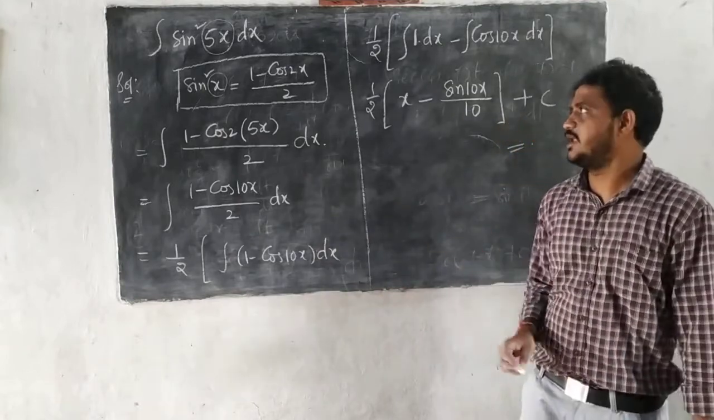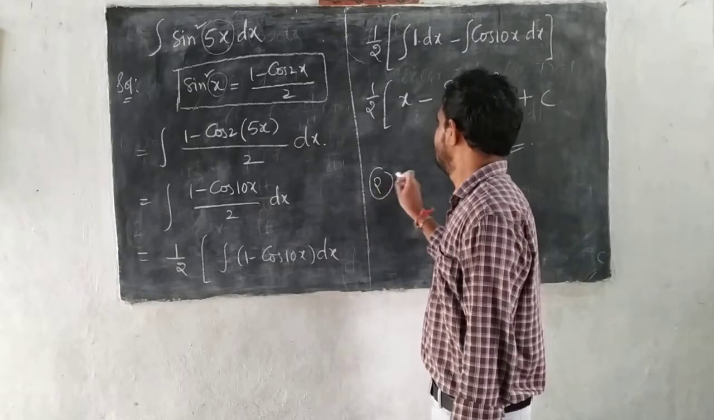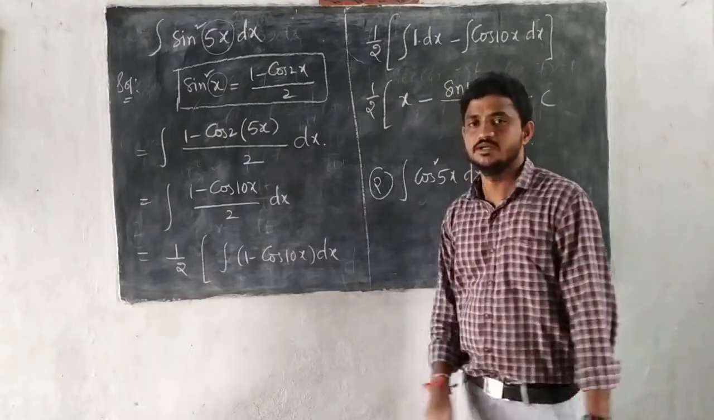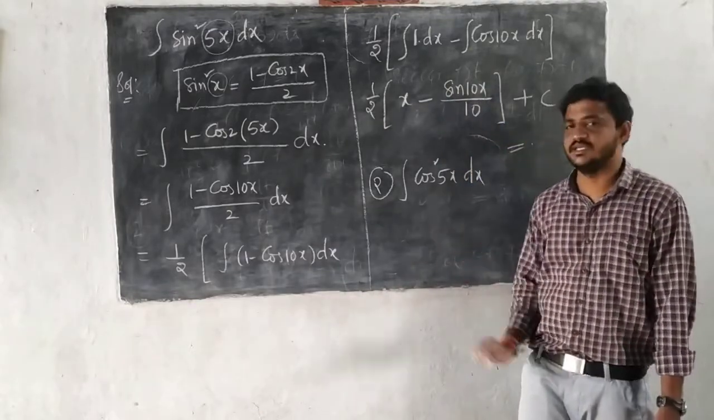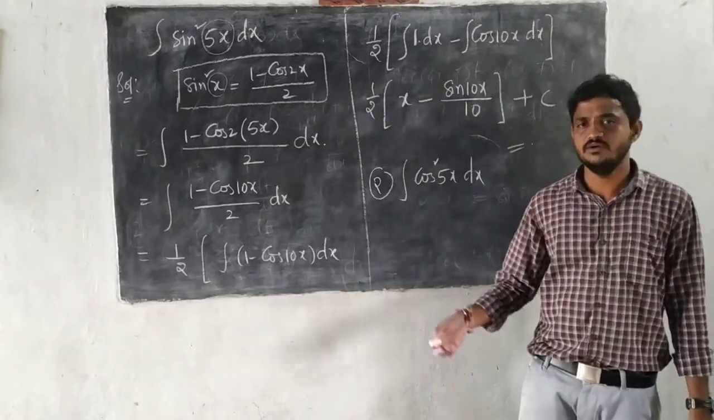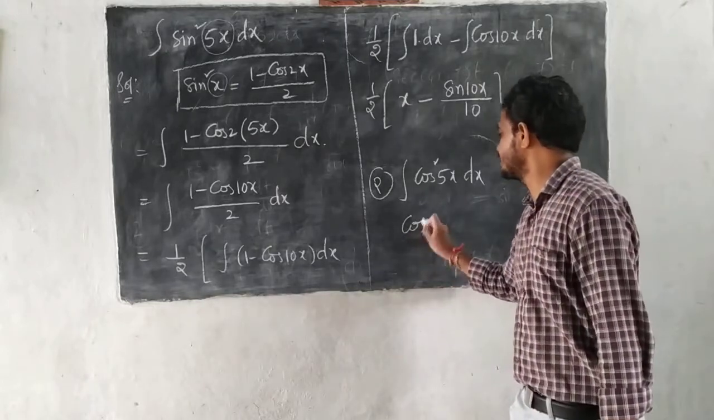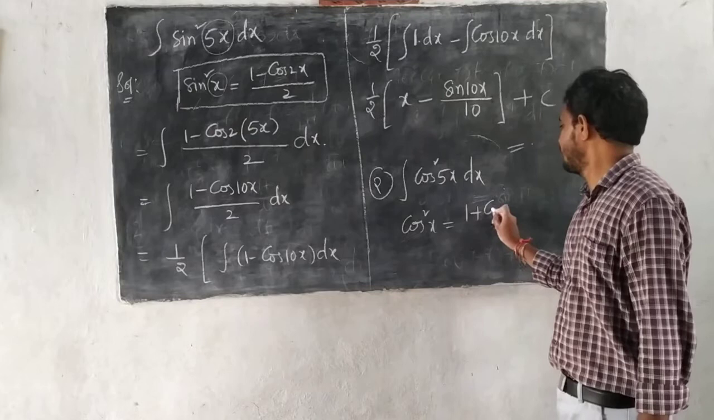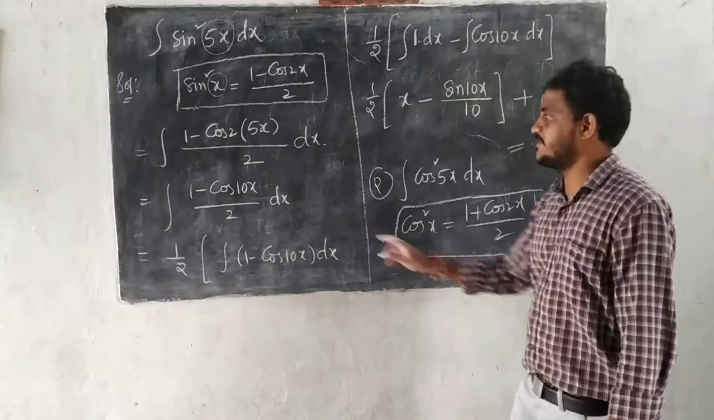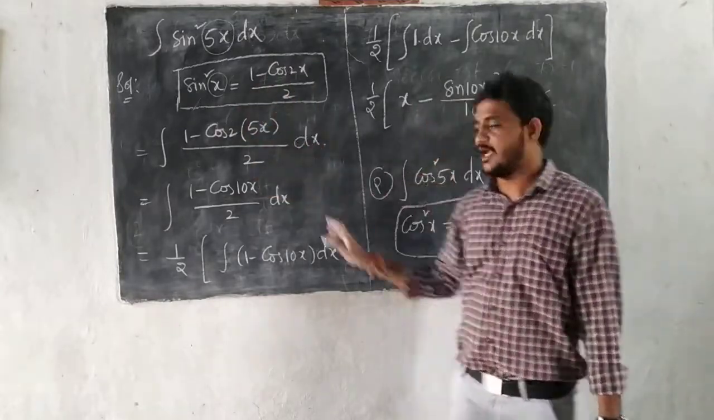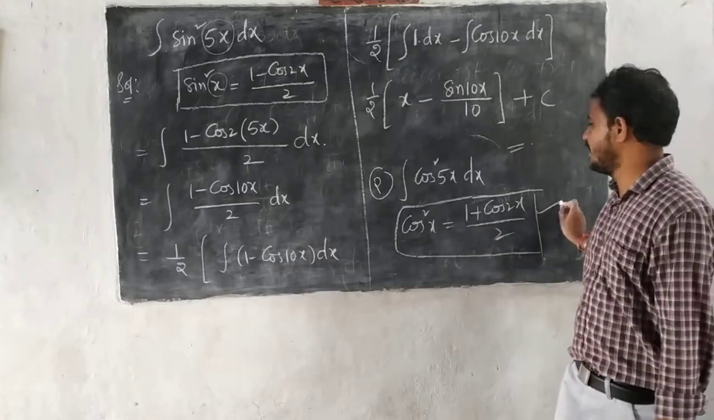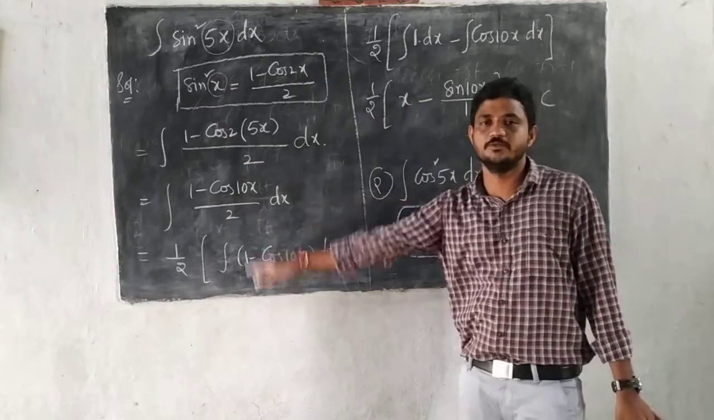Similarly, take one more problem. Integration of cos square 5x into dx. Solve integration of cos square 5x into dx. It is also not in standard form. We have to convert it into standard form. How? By using the cos square x formula. What is the cos square x formula? 1 plus cos 2x by 2. Sin square x formula is 1 minus cos 2x by 2 and cos square x formula is 1 plus cos 2x by 2. So use this formula and simplify this problem similar to the previous problem.